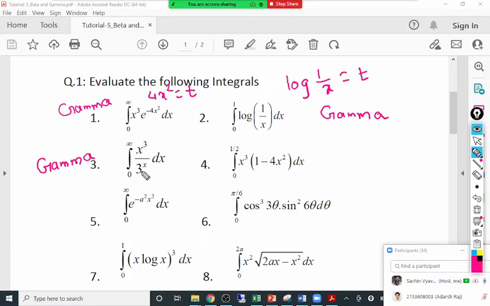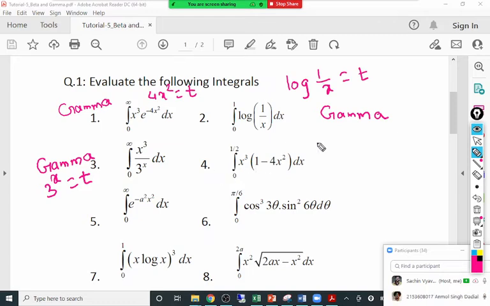You are taking too much time. The power is x, so 3 raised to x should be t, and then it can be converted into the gamma form, correct. That is the third. What about the fourth?